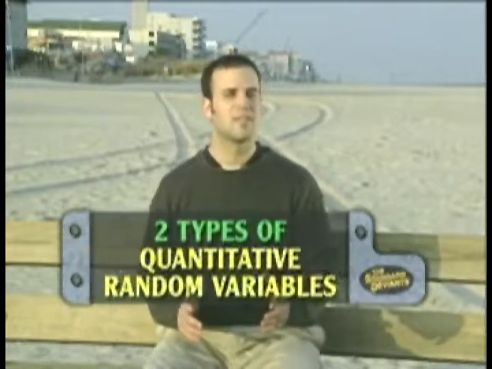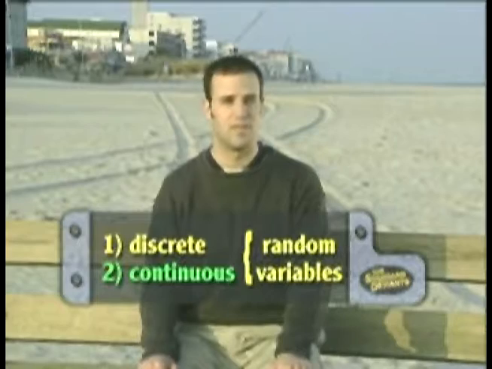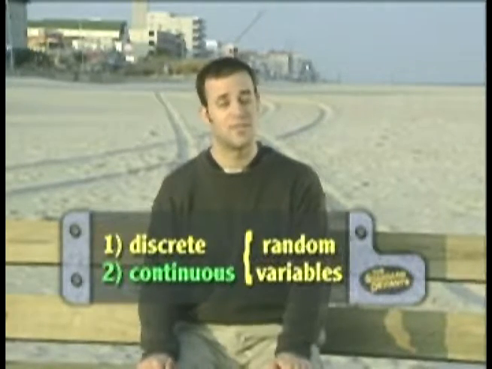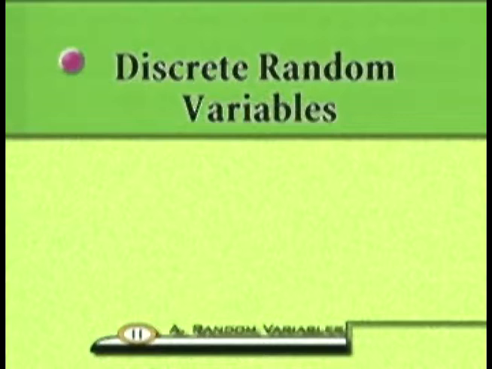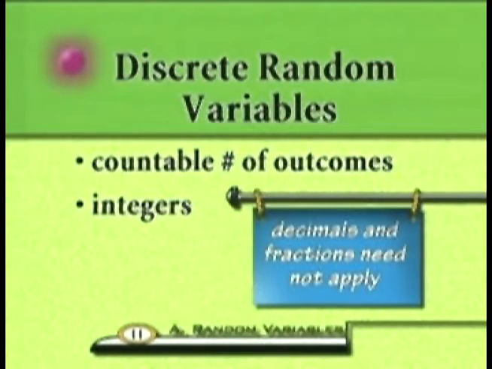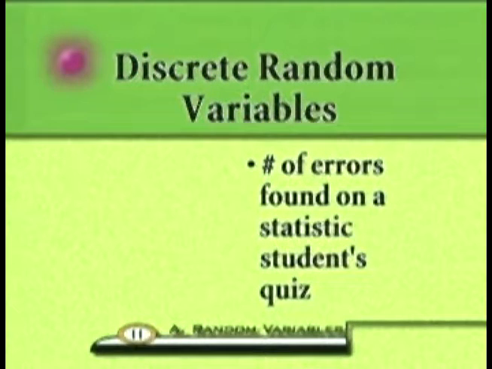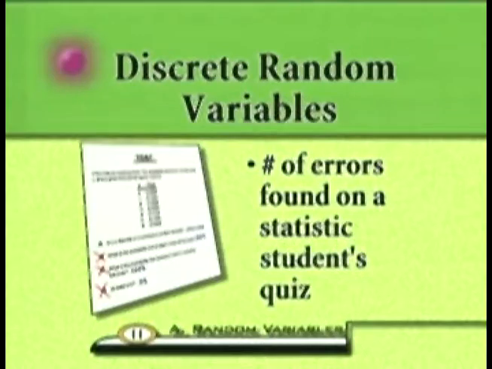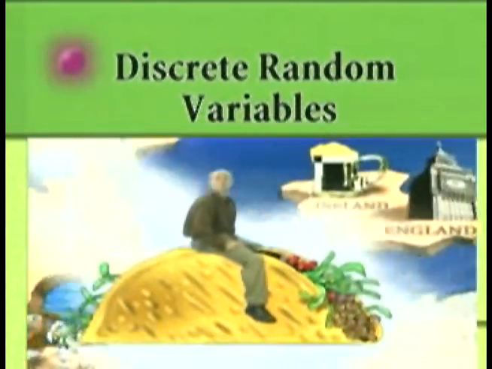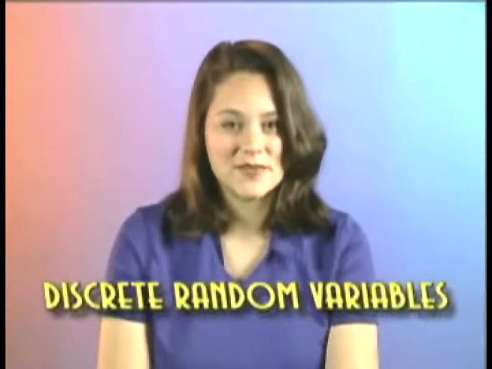Now that we have that settled, let's look at the two types of quantitative random variables, discrete random variables and continuous random variables. The difference between the two types is fairly simple. With discrete random variables, you can count the number of possible outcomes, and the results are integers. That means they're whole numbers, so decimals and fractions need not apply. Discrete random variables are things like the number of errors found on a statistics student's quiz. Or, if that example makes you nervous, think about the number of tacos you've eaten this year. Regardless of how those examples make you feel, each one has countable results. And that's why they're all discrete random variables.